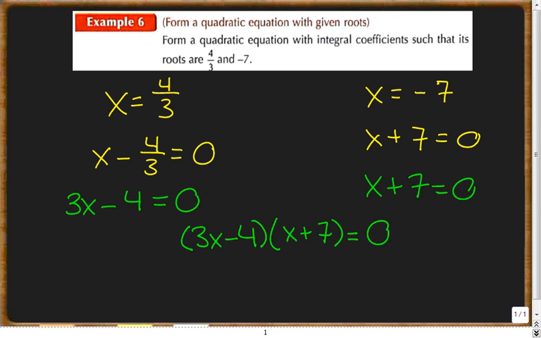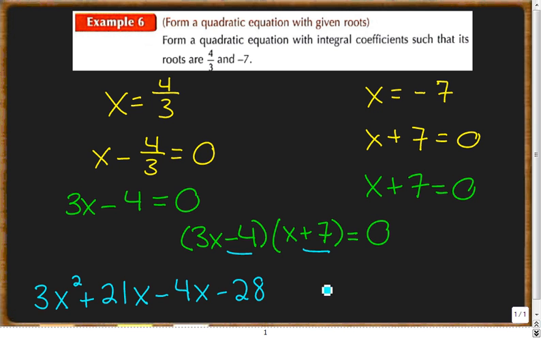Foiling works like this: we start off with our first terms. So we get 3x times x, so we get 3x squared. We then have our outside terms, which is 7 times 3x, which is plus 21x. We then have the inside terms, which is negative 4 times x. And we have our last terms, which is negative 4 times 7, which is minus 28. And that equals 0.